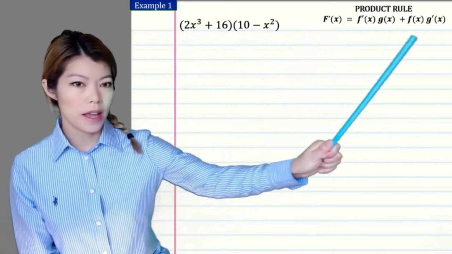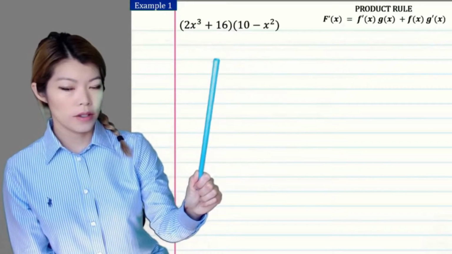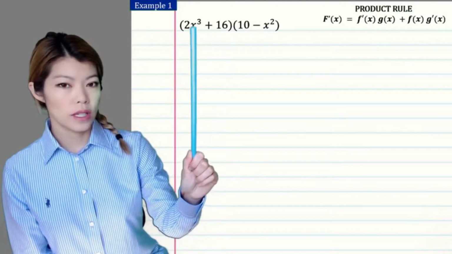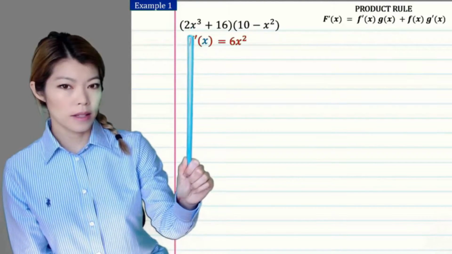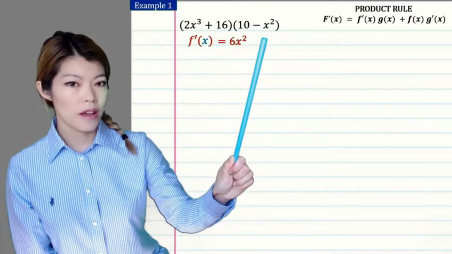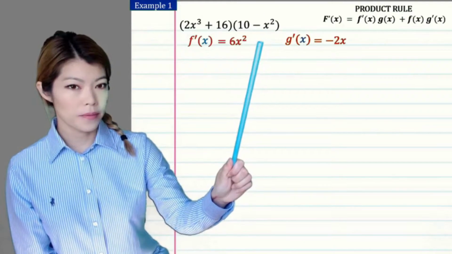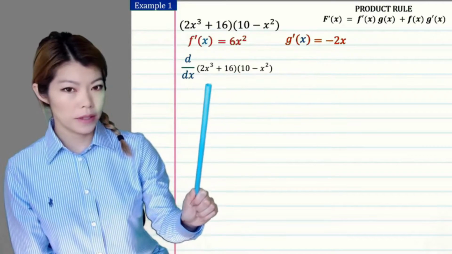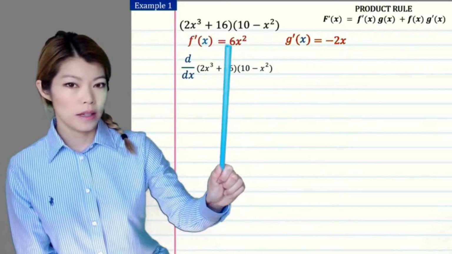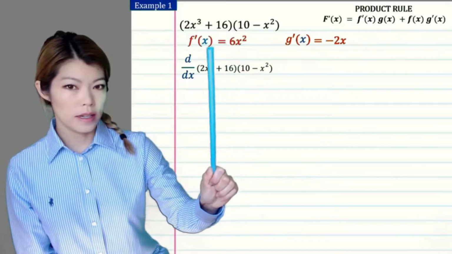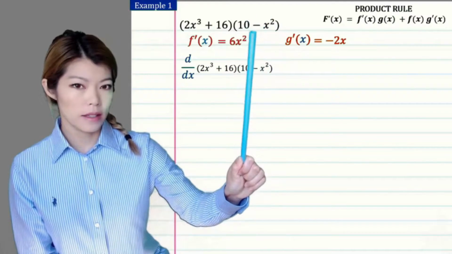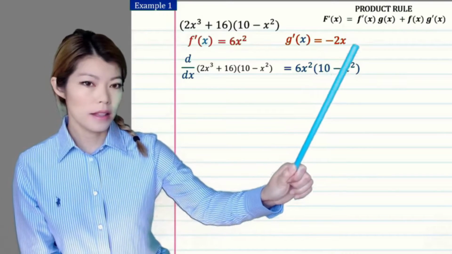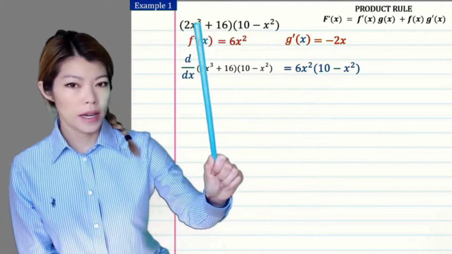Before I write the answer, I'm going to derive these separately so we can refer to them, but you don't have to do this step. So deriving that, 2x cubed becomes 6x squared, and deriving that we have minus 2x. So we don't have to write this part, you can go straight to the derivative. So the derivative would be 6x squared, this part, times g of x, that part. And then plus this part, the derivative here, times the first part.